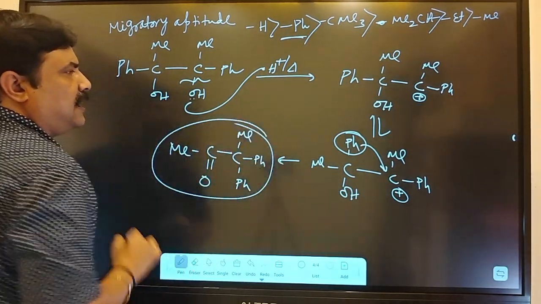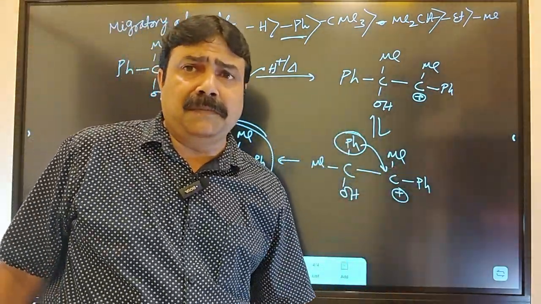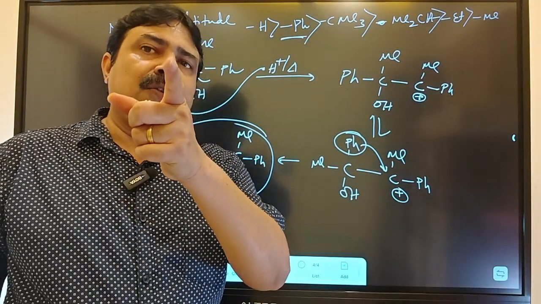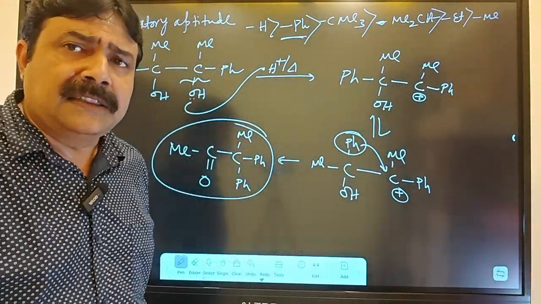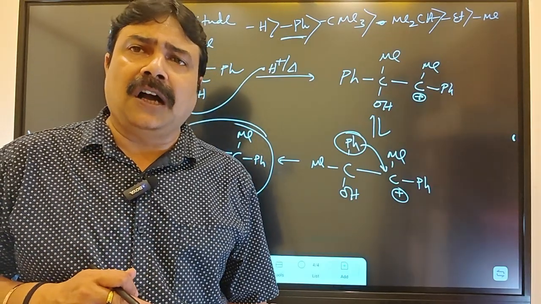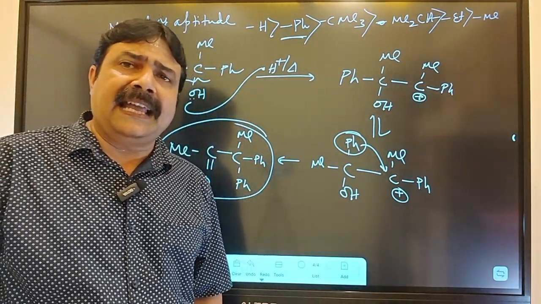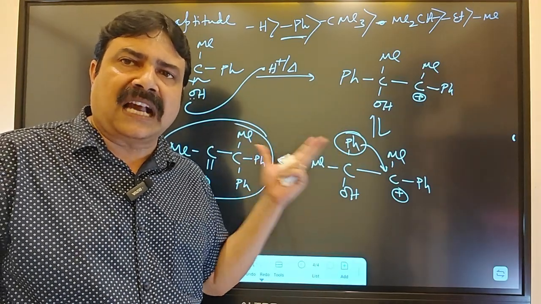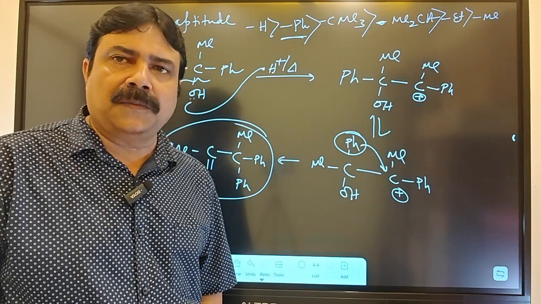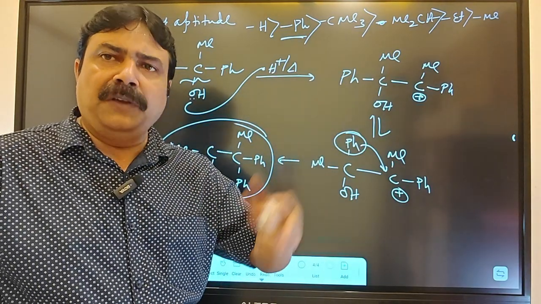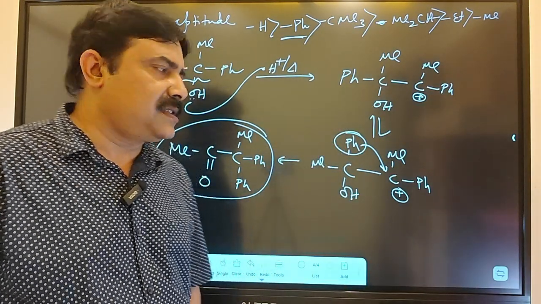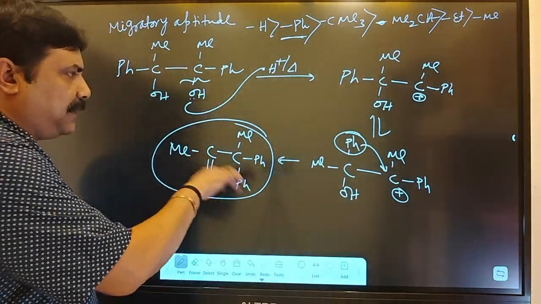Another important point: whenever the migratory group is migrating, if it is a chiral center possessing that migratory group, there will be retention of configuration. That migratory group will not get a chance to change its configuration. Why? Because it will not fully detach from the main moiety or main structure of the reacting species. So there is no chance of inversion of configuration of the migratory group. If the migratory group itself is chiral, there will still be retention of configuration. That is the idea. And now this is my final product.